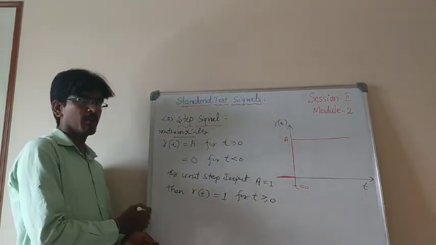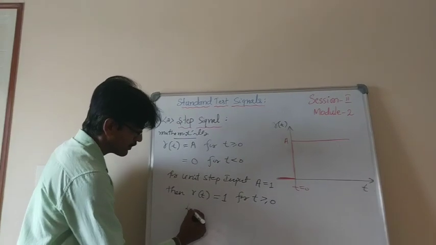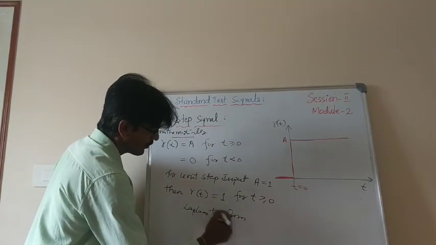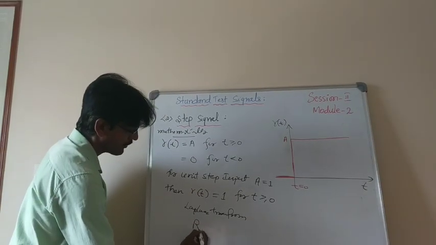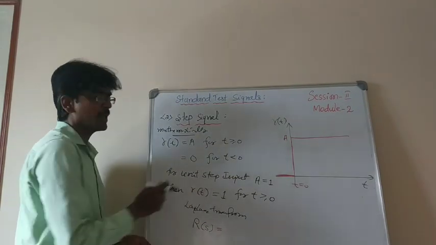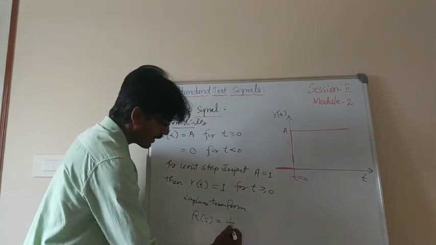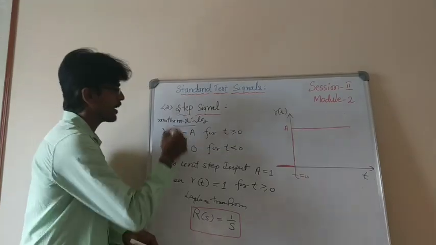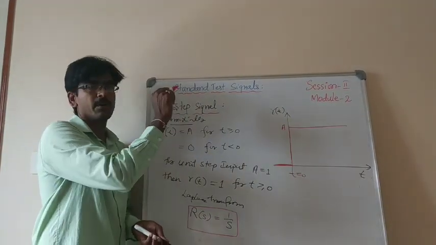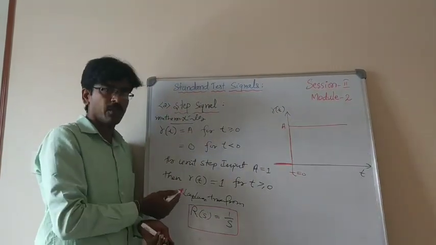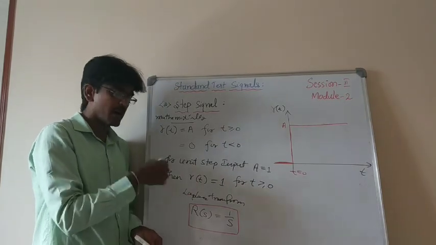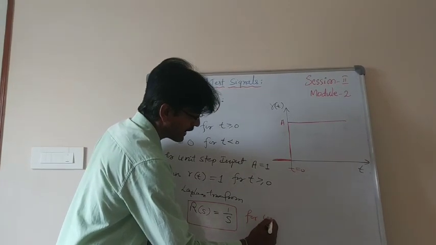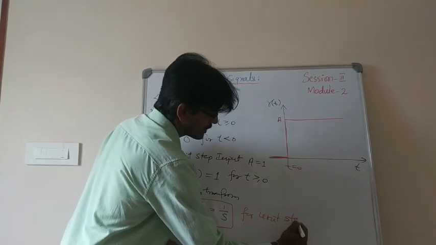To get in frequency domain, we need to take the Laplace transformation. So taking Laplace transform, r of t becomes r of s, and Laplace transformation of 1 is 1 by s. What this represents is, if we are applying a unit step signal to a system, then we take the input value r of s as 1 by s. Hence r of s equal to 1 by s for unit step signal.